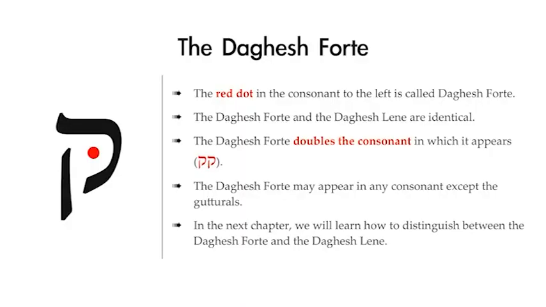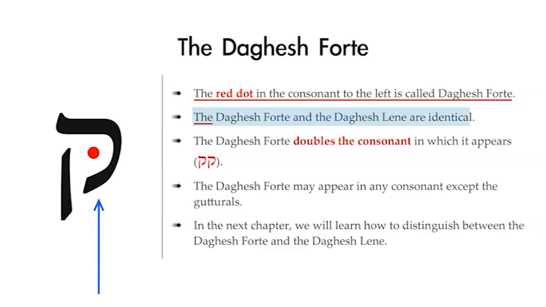The last symbol for us to discuss is the dagesh forte. The red dot in the consonant to the left is called the dagesh forte. We'll identify it here with the blue arrow. The dagesh forte and the dagesh lene are identical. They both appear as a dot inside of the consonant.